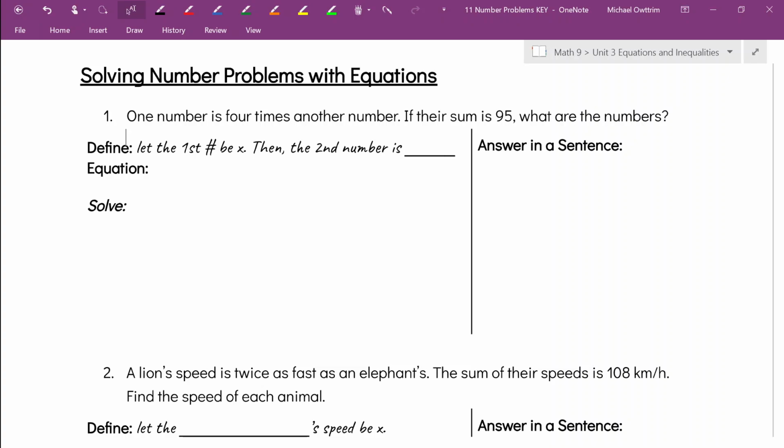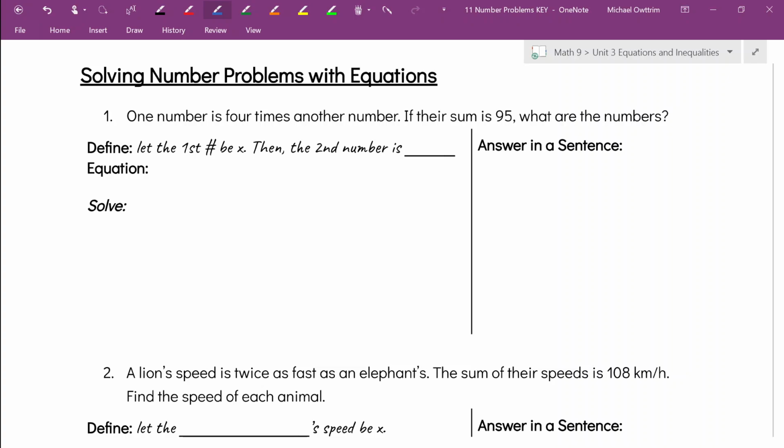Hello class, today we're looking at solving our number problems with equations. In this topic, we need to be comfortable with using one variable to represent more than one unknown. We do that by writing an expression for the second or third or fourth unknowns using that first variable.